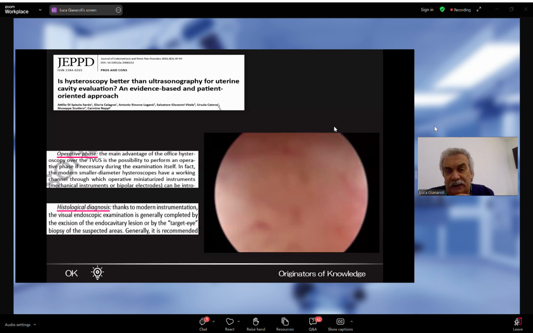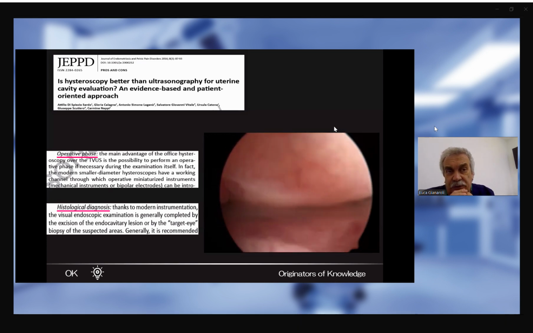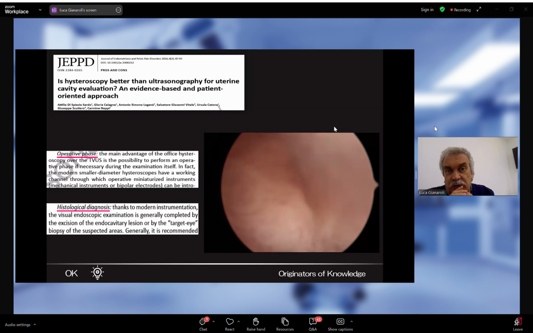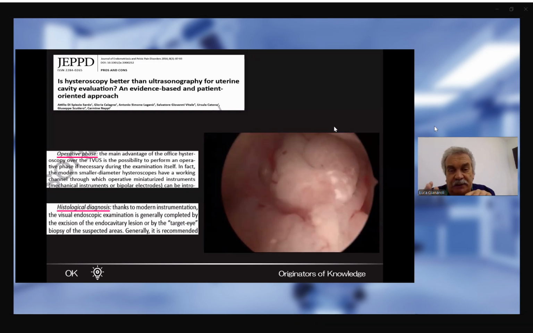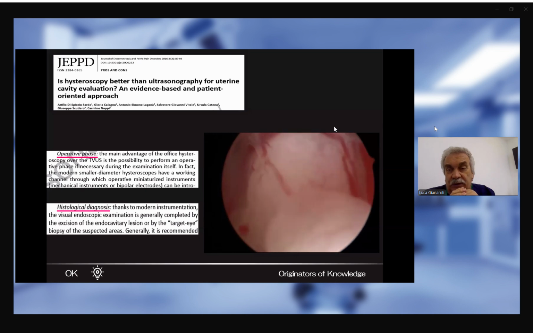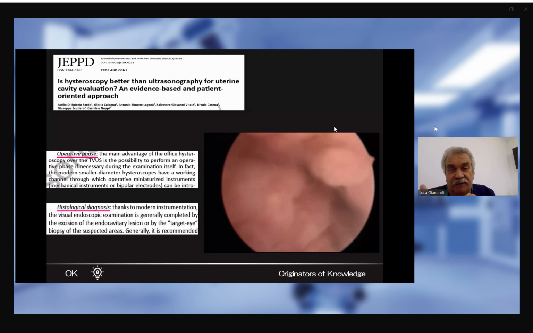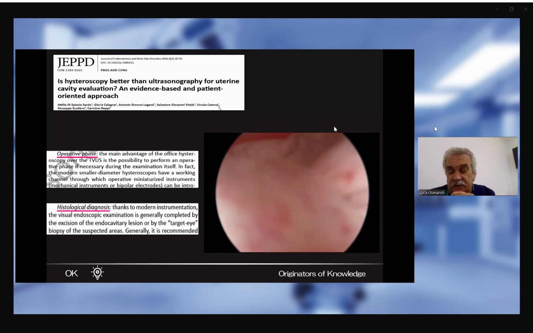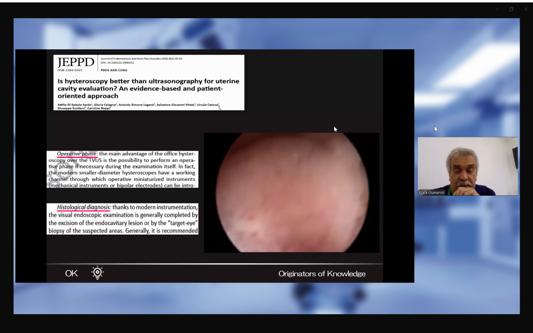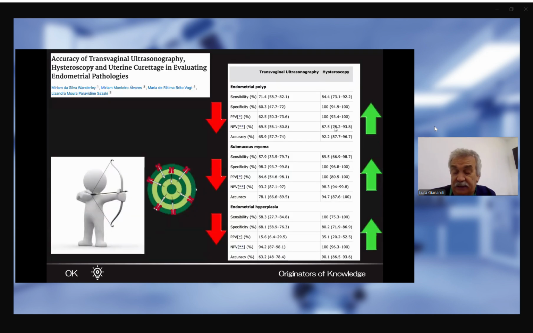I don't want to enter the discussion if hysteroscopy is better than ultrasonography for uterine cavity evaluation. There are many papers that you can look around. The only thing that I can say, as it was very nicely described by the previous speaker, is that you have the chance in the meantime to do proper biopsy and to have studied properly the cavity via histology.